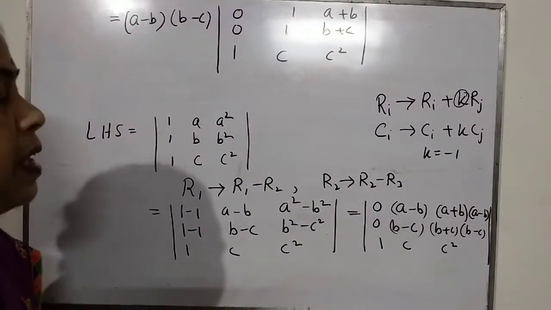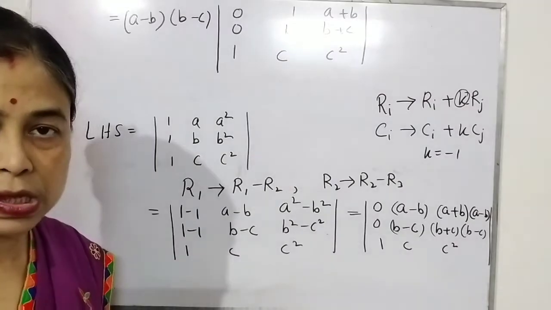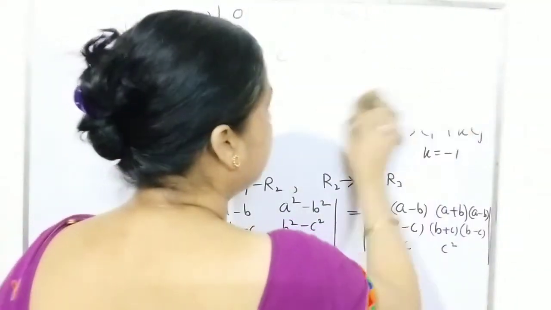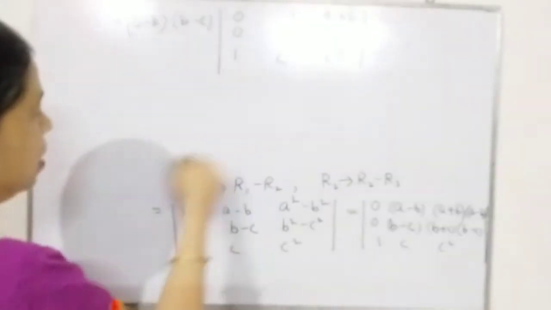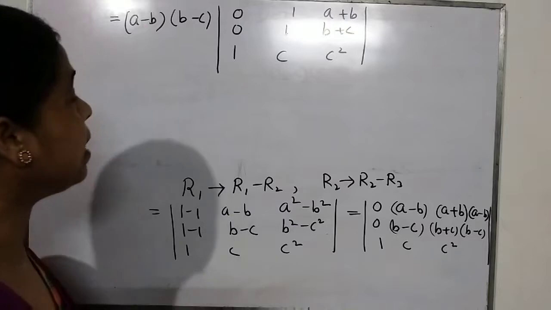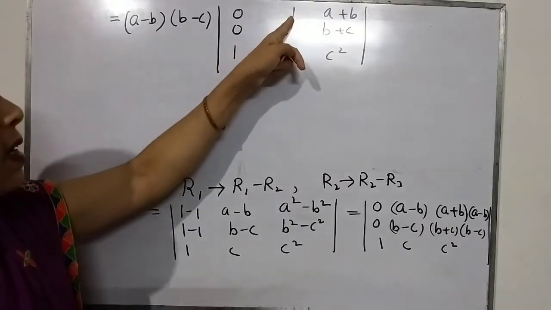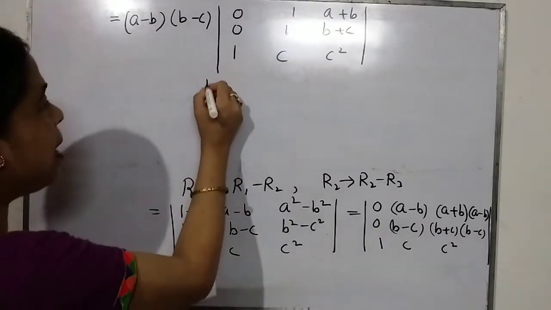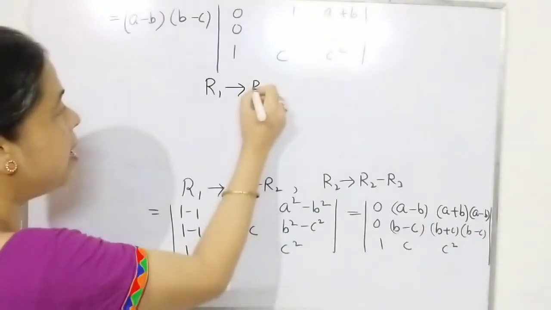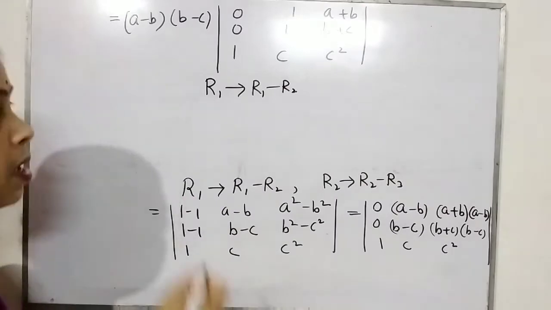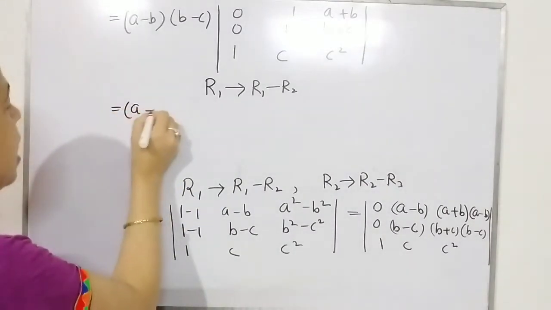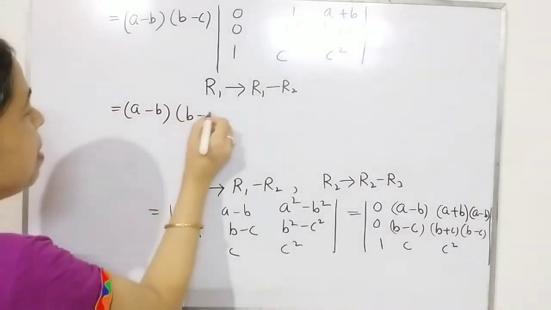After this, you see our aim is to get the maximum number of zeros. We have got 2 zeros in a row. Okay, now I can apply one more property to get this minus this equal to 0. So let us apply this property, R1 replaced by R1 minus R2. Always mention the property you have used. So this will be equal to what? A minus B, B minus C.